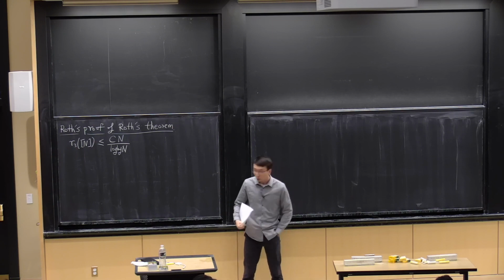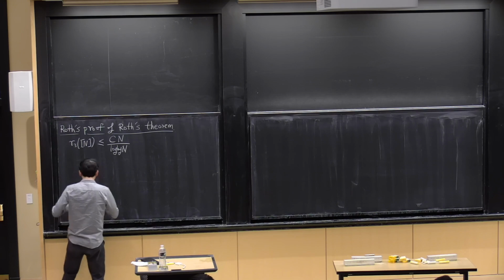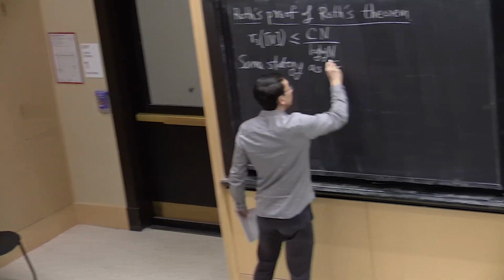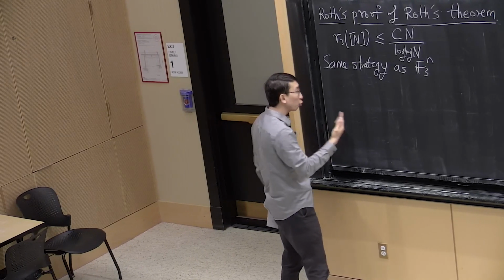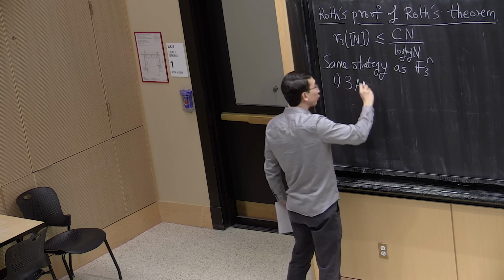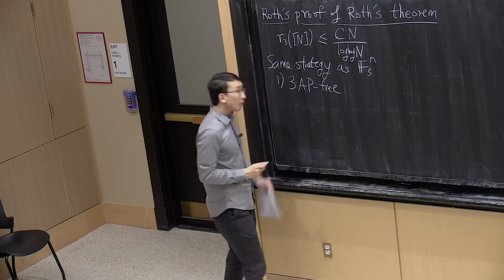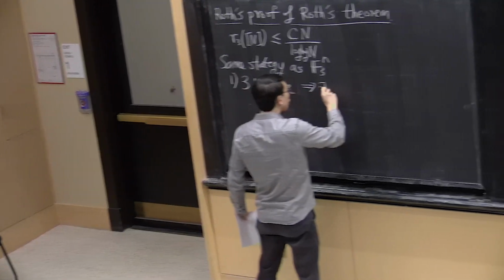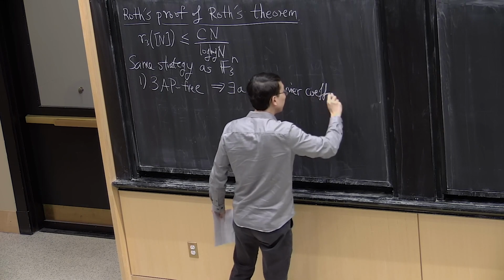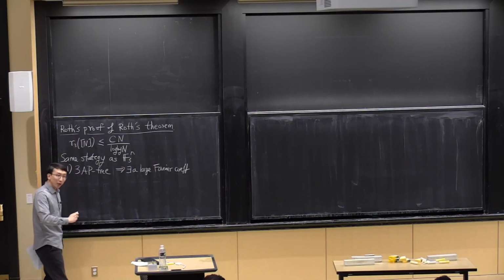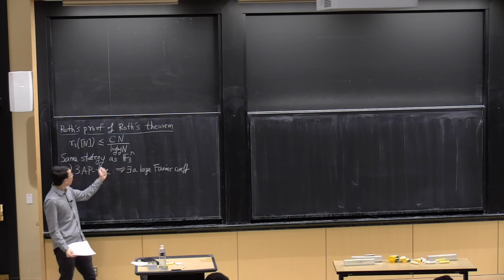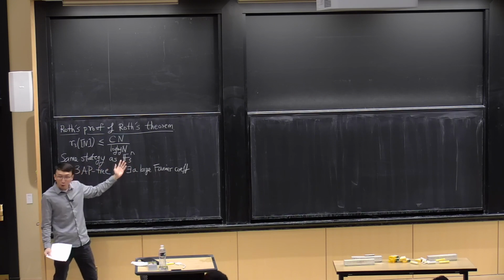So let me review for you what the strategy is. From last time, the proof had 3 main steps. In the first step, we observed that if you are in a 3AP-free set, then there exists a large Fourier coefficient. From this Fourier coefficient, we were able to extract a large subspace where there's a density increment.